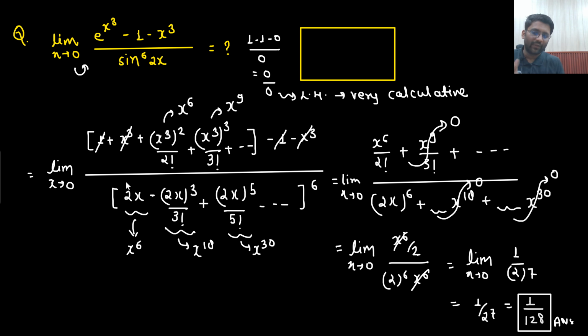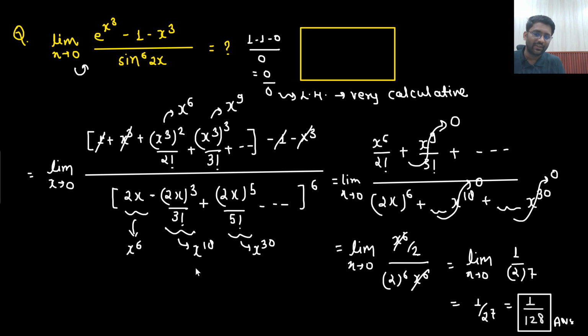Downwards I am getting the factor of 2x with power 6, no? Then the power 18 factor, then the power 30 factor. I will ignore these factors, they are higher-order terms. Why am I not ignoring x to the power 6? Because I know that in the numerator as well I am getting x to the power 6, so I will be able to cancel them. So the rest I ignored. This also I ignored. This also I ignored. So I am simply getting 2x to the power 6.